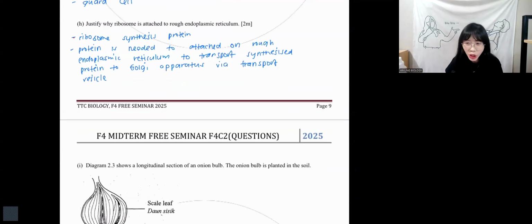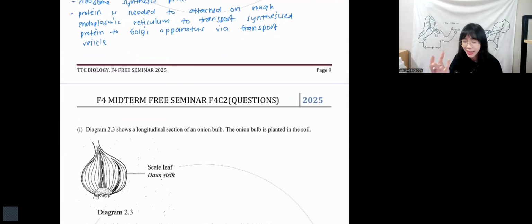2.3 shows the longitudinal section of an onion bulb. The onion bulb is planted in the soil. Onion bulb. What color, guys? Onion is a plant cell, right? What is the color of onion? Onion is never green in color. They are purple, right? So, do you think onion has chloroplast? No chloroplast, but they are still plant cells.